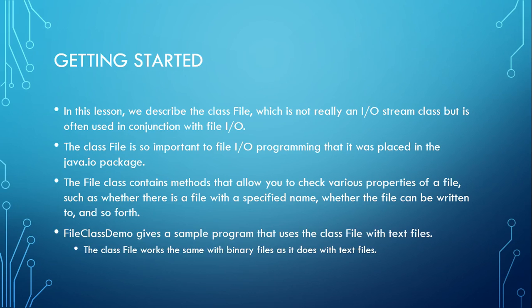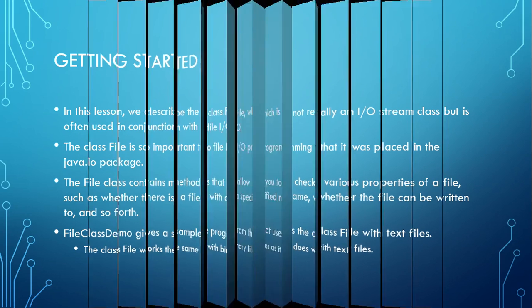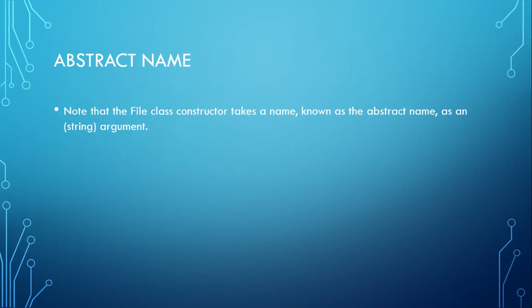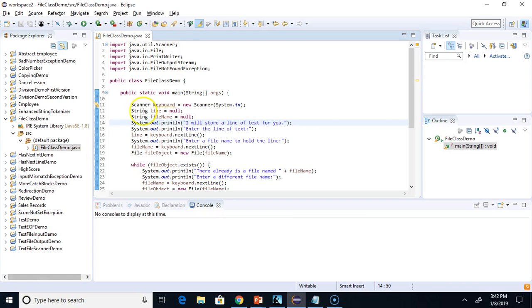The File class demo gives an example program that uses the class File with text files. Now, the class File works the same with binary files as it does with text files. You'll also note that when we look at this program, the File class constructor takes a name, which is known as the abstract name, as a string argument. So let's just pop over there real quick.